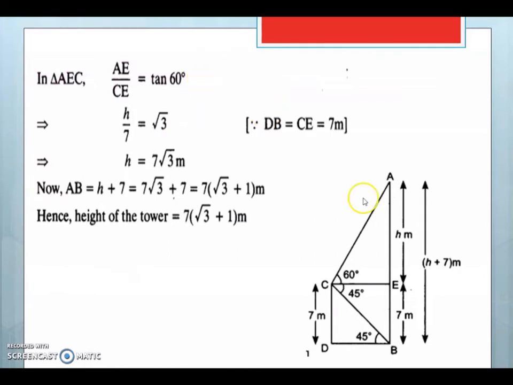So tan 60 is equal to this one. AE I have taken as H. So H upon 7 is equal to root 3. Root 3 is the value of tan 60. So H is equal to 7 root 3 meters. Now total height will be H plus 7. This much height I have found as 7 root 3, plus 7 more you have to add to get the entire height of this tower AB. So that is 7 into root 3 plus 1 meters.